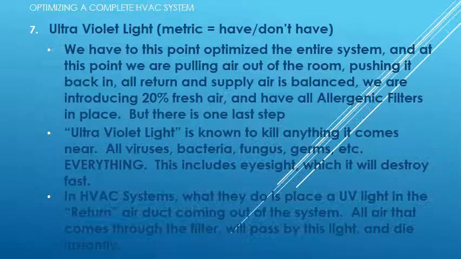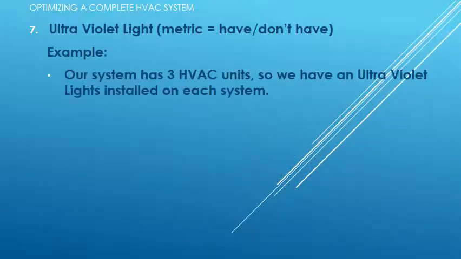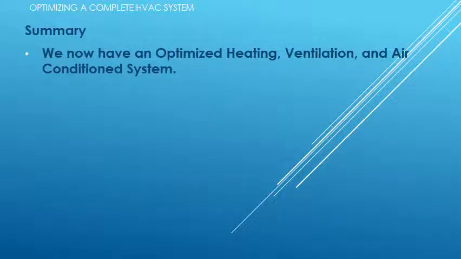In this case, you put the ultraviolet light in the return air duct coming out of the system. That's how they do it in HVAC systems. So now all the air that passes through and comes back into the room is passing by this ultraviolet light and dying right away, instantly. And in our case, we have 3 HVAC units, so each one had an ultraviolet light installed. And that was the last step of optimizing this system.